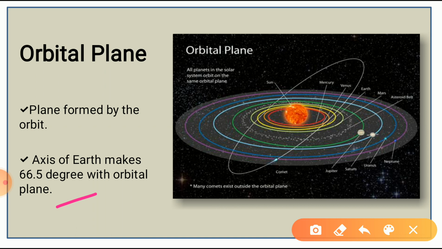On the other hand, the earth axis is tilted at 23.5 degrees on the line which is perpendicular to its orbital plane. So, as you know that all the planets, comets and asteroids in the solar system are in orbit around the sun. All of those orbits line up with each other, making a kind of flat disc called the orbital plane.